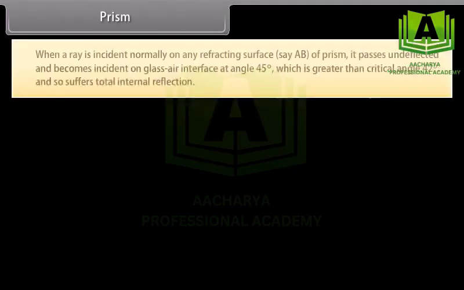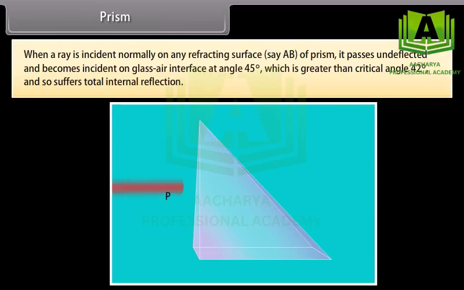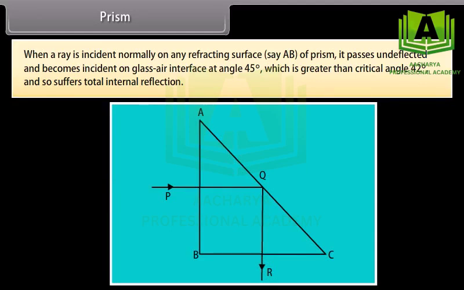Prism. When a ray is incident normally on any refracting surface of prism, it passes undeflected and becomes incident on the glass-air interface at angle 45 degrees, which is greater than the critical angle 42 degrees, and so suffers total internal reflection. A total reflecting prism may be used to deviate the rays through 90 degrees, to deviate the rays through 180 degrees, and to erect the inverted image without any deviation.